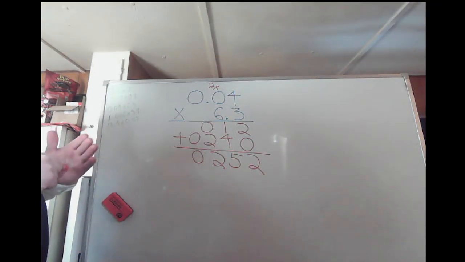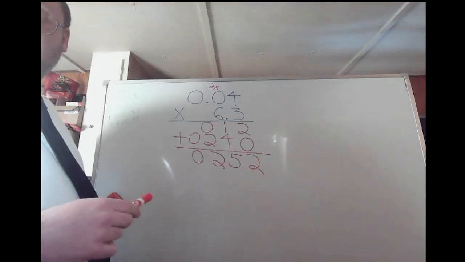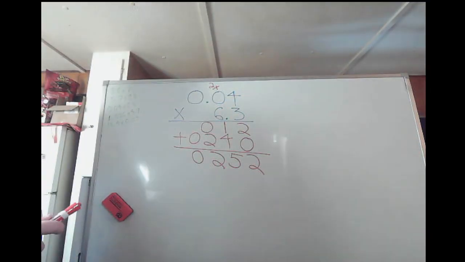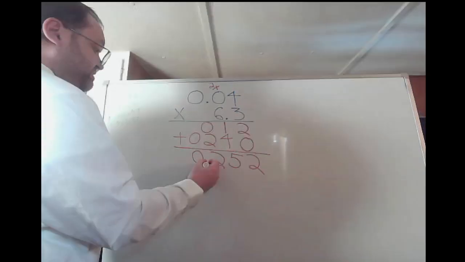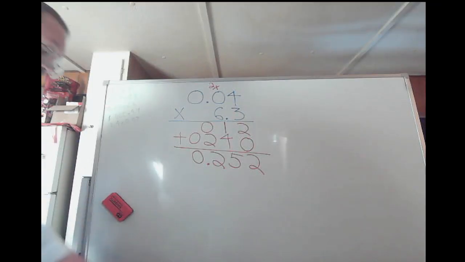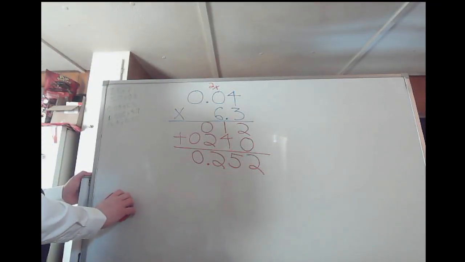So, we now have to figure out how many decimal places the answer should have. Well, the first term of the equation had 2 decimal places. The second term had 1. So 2 plus 1 is 3. Your result should have 3 decimal places, which should end up giving you 0.252. And that is exactly what you would get, 0.252 for your answer.